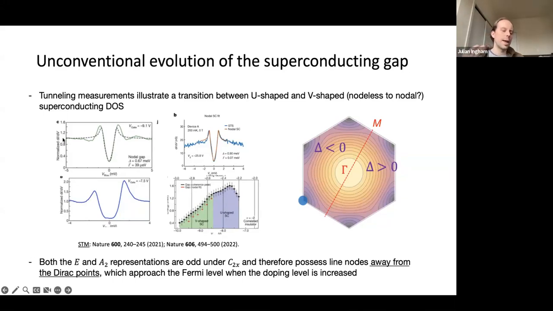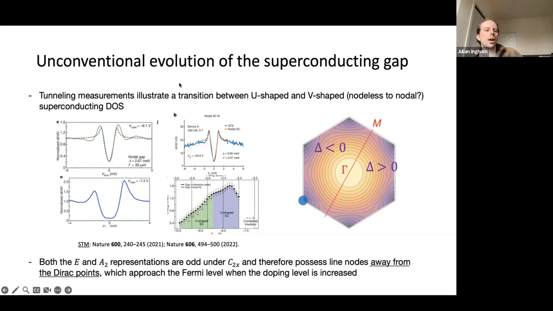There are reasons why E is probably more fragile to disorder, so perhaps it's A2. But both of these superconductors are odd under C2x symmetry, which means that the superconducting order parameter is forced to vanish along the gamma M line in the Brillouin zone, this line which is invariant under C2x. So on either side, the superconductor is forced to change sign and go through 0.